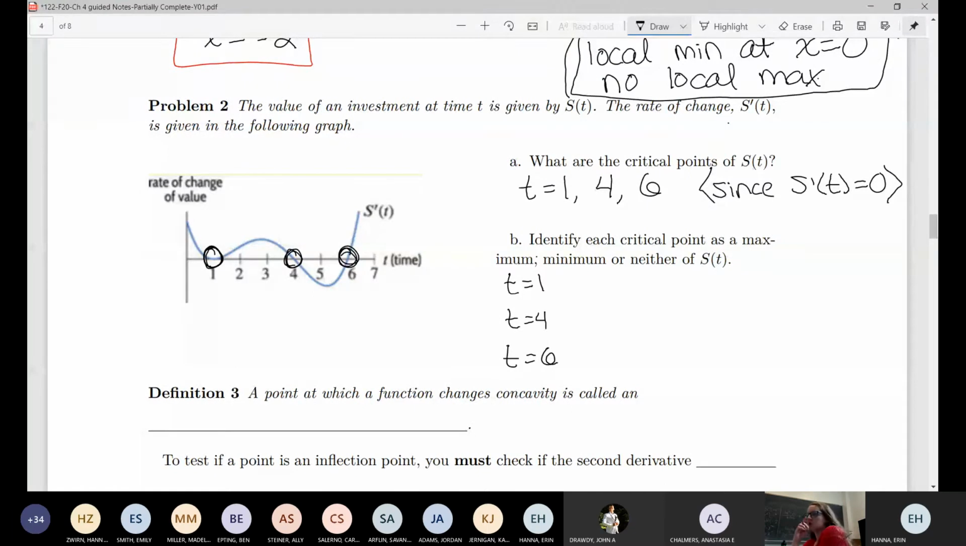So if we look at t equals 1, to the left of that point, the derivative is positive. It's above the t-axis. And to the right of that point, it's also positive. It's still above the t-axis. So this one at t equals 1 would be neither, because s prime of t stays positive. It just touches the x-axis, but then pops back up. So it doesn't change from positive to negative or vice versa. So it's not a max or a min. It would be neither.